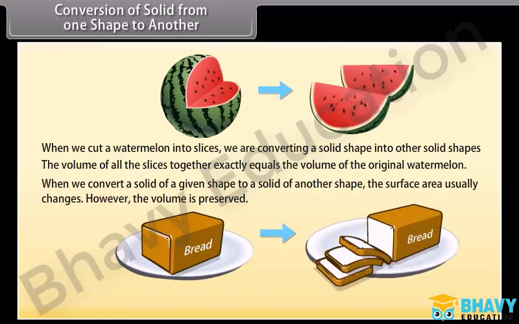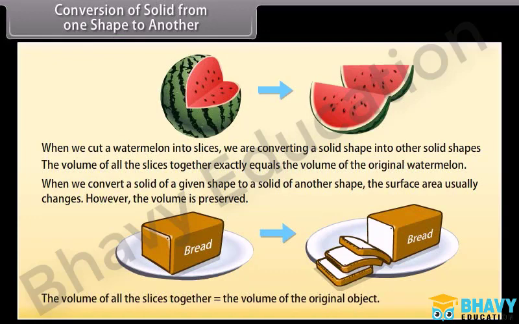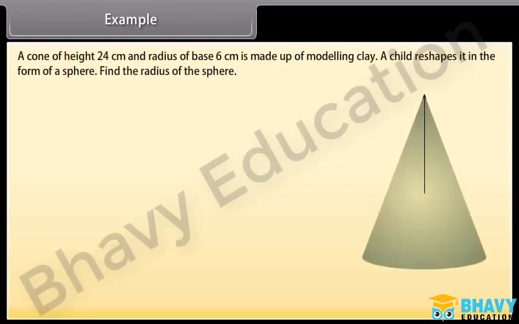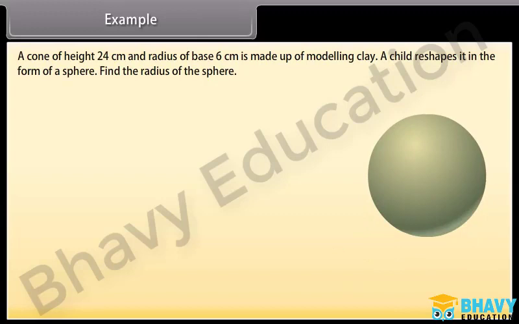Similarly, in case of cutting bread into slices, we convert a solid shape into other solid shapes. The volume of all the slices together exactly equals the volume of the original object. Example. A cone of height 24 centimeter and radius of base 6 centimeter is made up of modeling clay. A child reshapes it in the form of a sphere. Find the radius of the sphere.